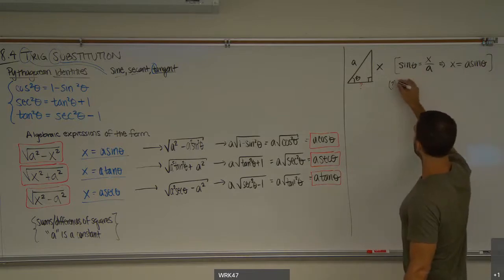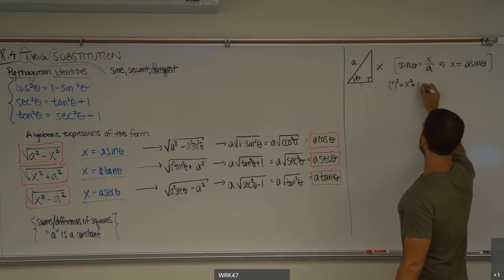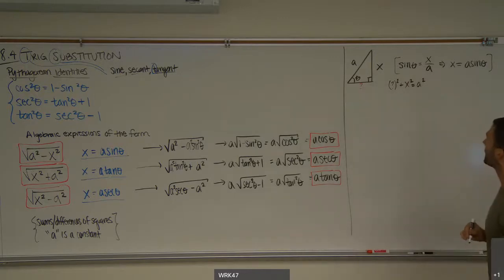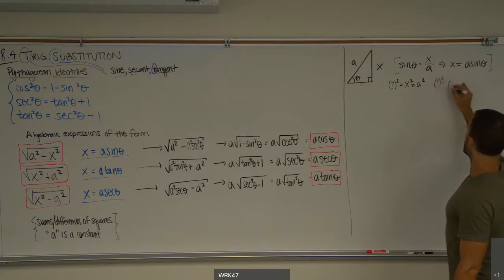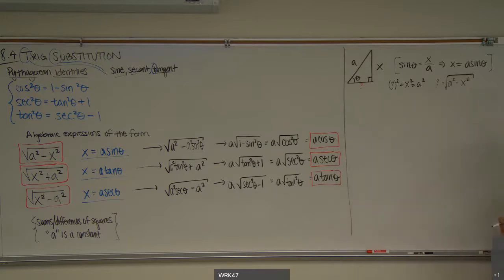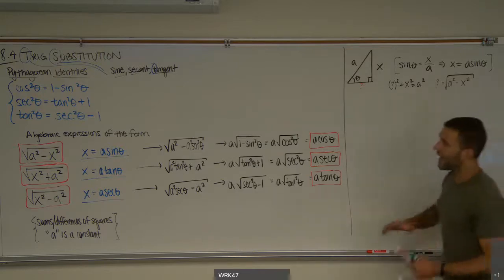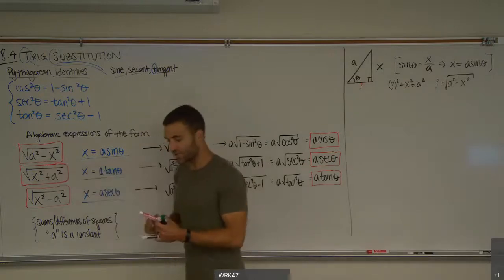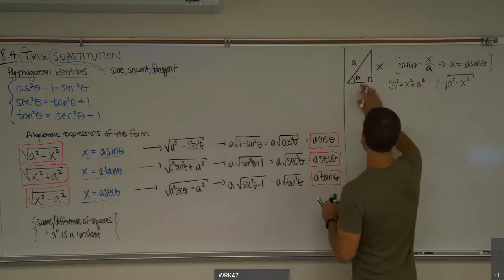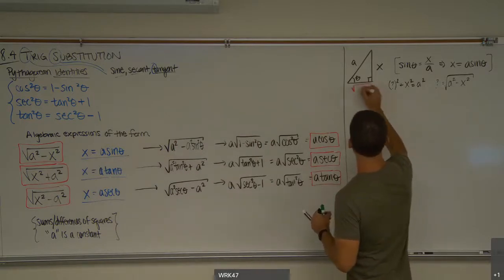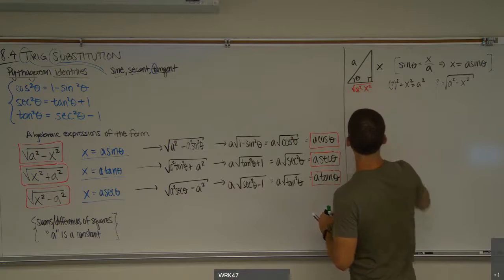I get question mark squared plus x squared equals a squared. If I want to solve for the question mark, I would subtract the x squared to the other side, giving me a squared minus x squared. I would take the square root of both sides, giving me this expression. Wait a minute, that's funny, because that's exactly the algebraic expression, that difference of squares that we started with for that specific trig sub. And so what is the missing side? The square root of a squared minus x squared.